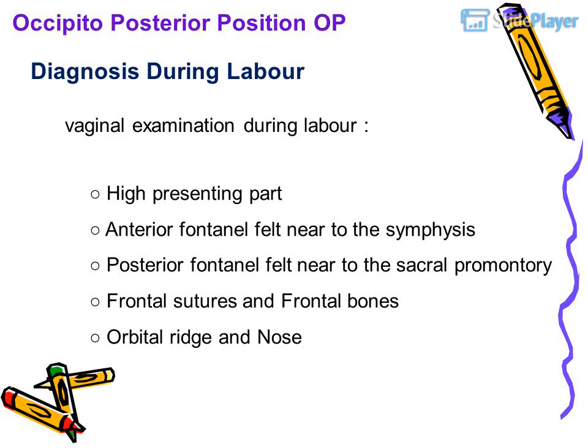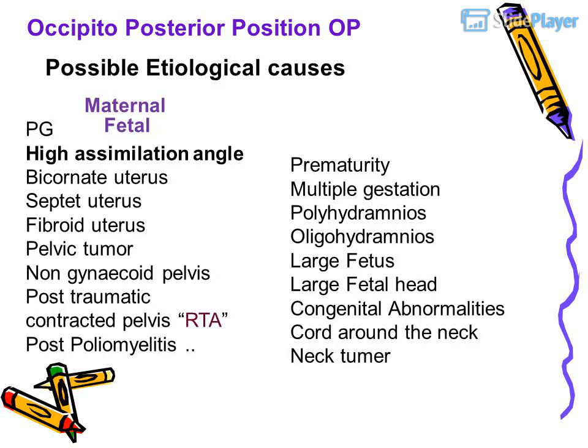Diagnosis during labor. Vaginal examination during labor shows a high presenting part, the anterior fontanelle felt near the symphysis, the posterior fontanelle felt near the sacral promontory, frontal sutures and frontal bones, orbital ridge and nose.